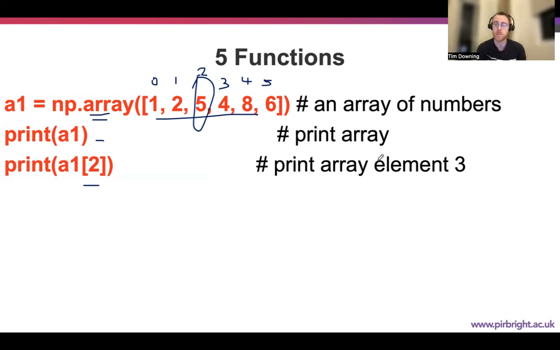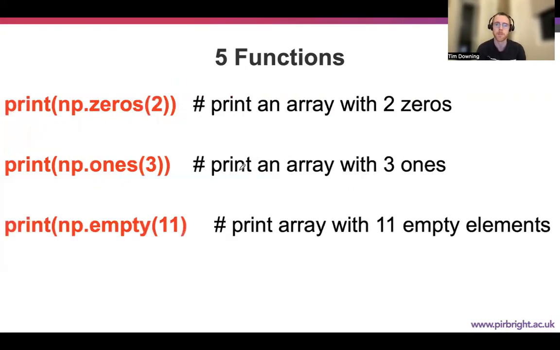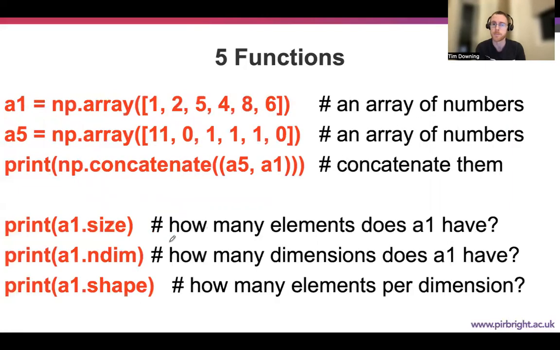So that will print out the value 5. There's other functions in NumPy which are quite convenient. So np.zeros will make an array with a bunch of zeros. np.ones will print an array with a certain number of ones, depending on what argument you give here, at the value 2 or 3. Or you can create an empty array with 11 empty elements as well. And that can be handy when you're performing particular tasks to fill up empties into an array. So if you're processing data, these kind of things can be handy to create empty or initial values before you add on the real processed values.